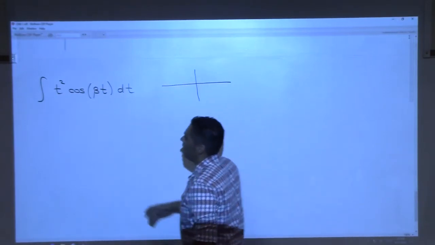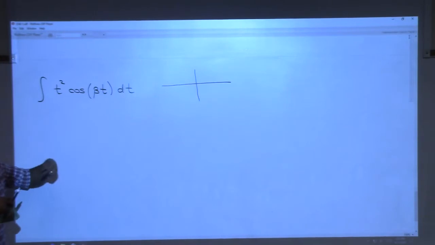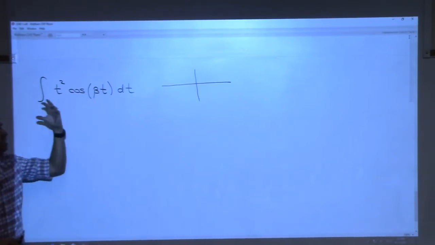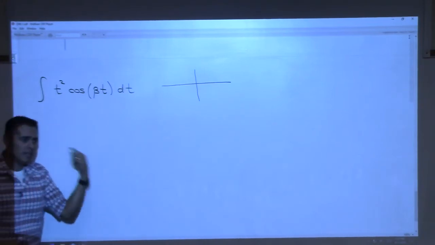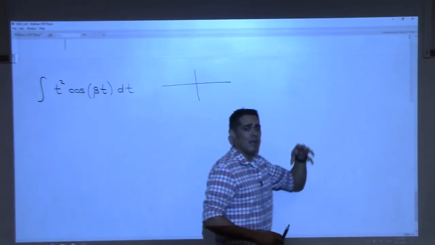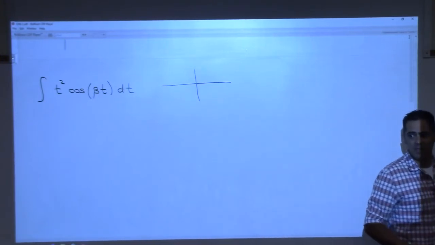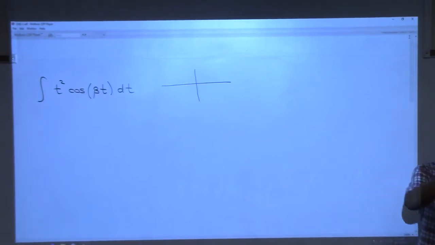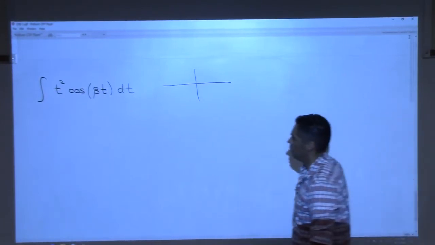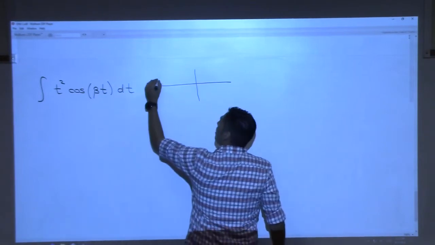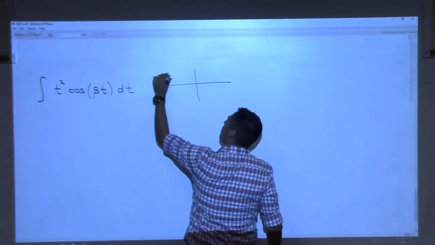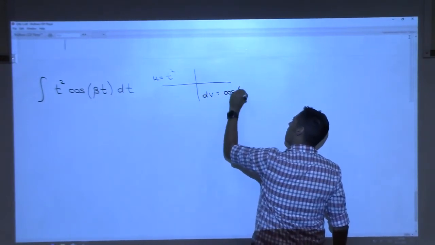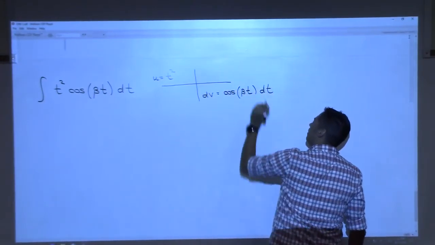You can look at it this way. If I run one iteration of integration by parts on this, I'm going to pull the power of t down by one. If I run the iteration of integration by parts a second time, that 1 is going to go down to a 0, which means the t is going to vanish. The cosine is just going to switch back and forth: cosine, sine, cosine, sine. That's what's going to happen. All right, u is t squared. dv is cosine beta t dt.